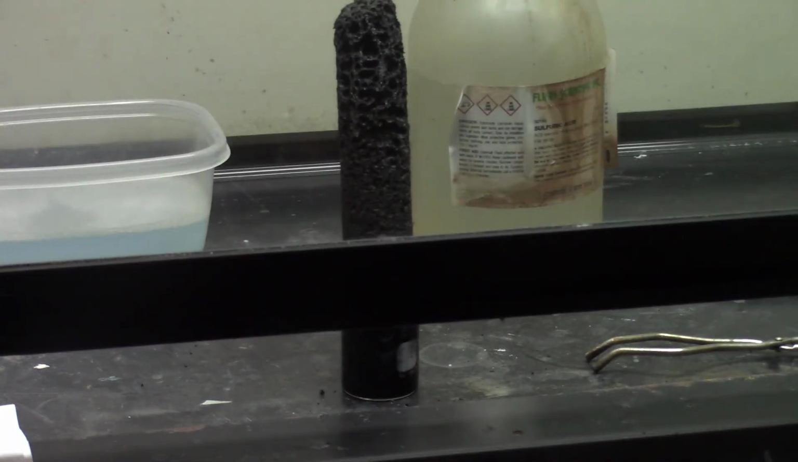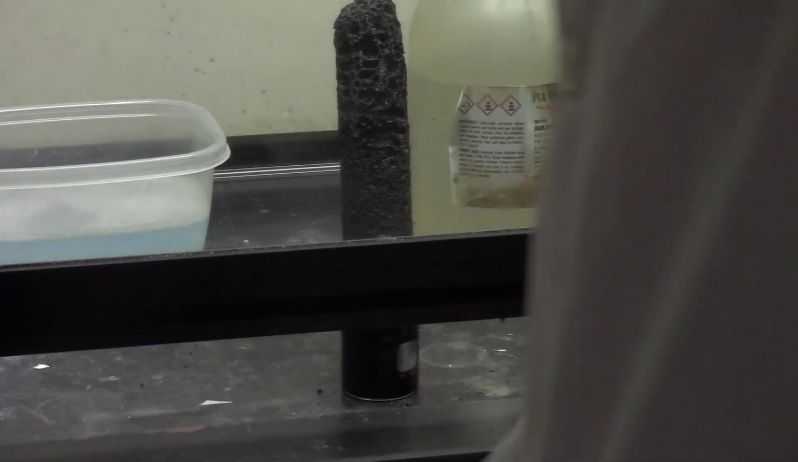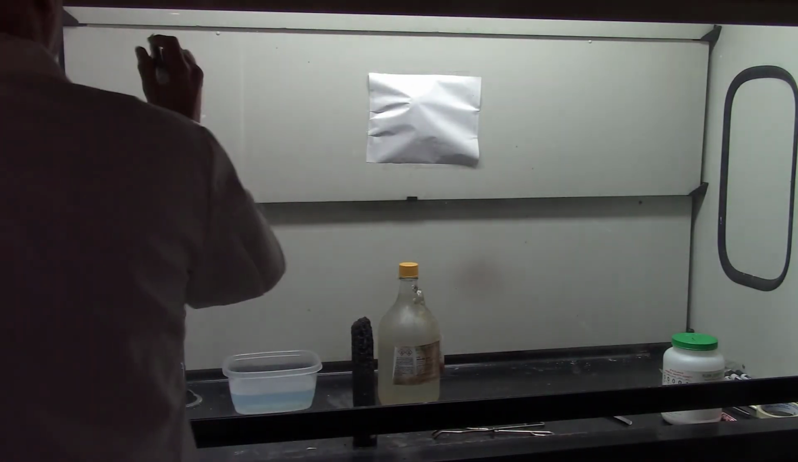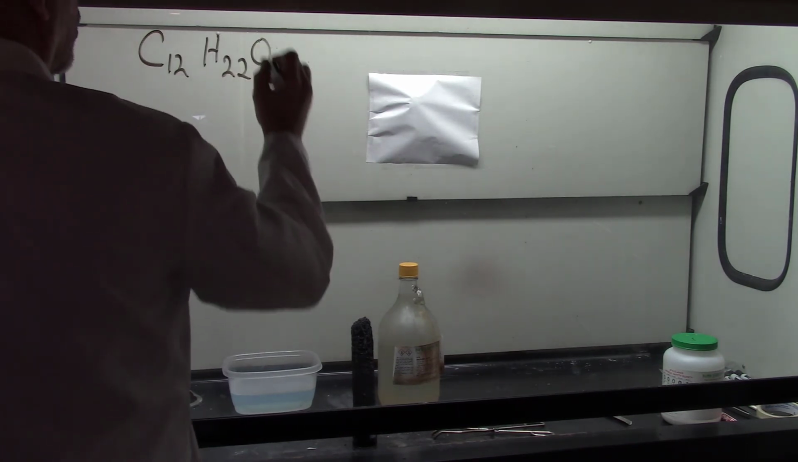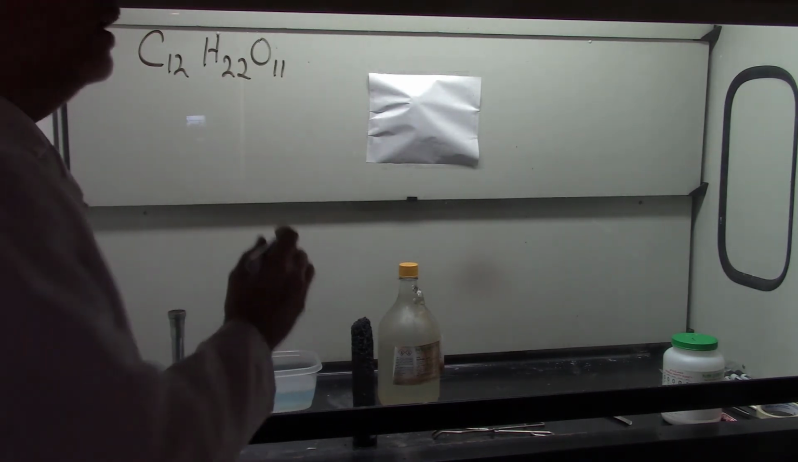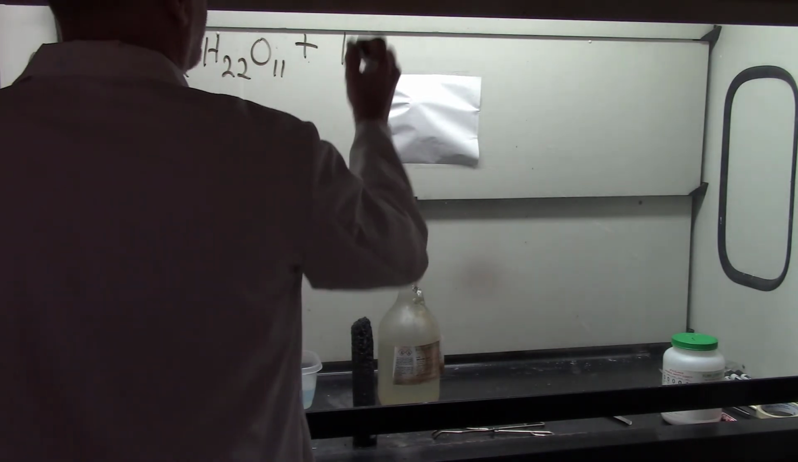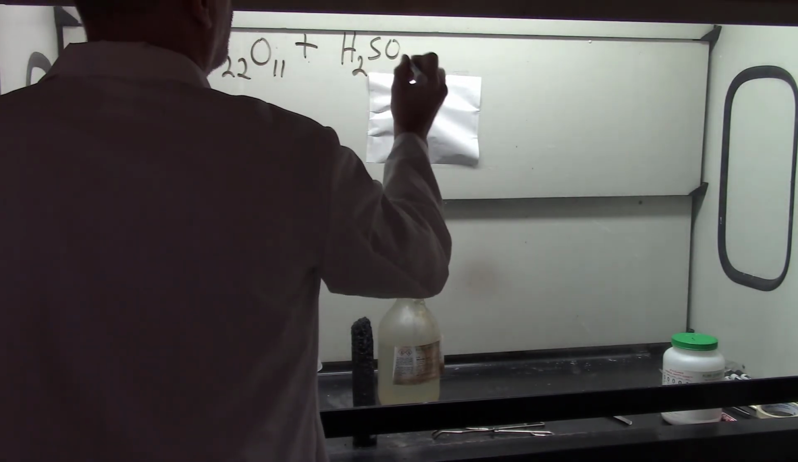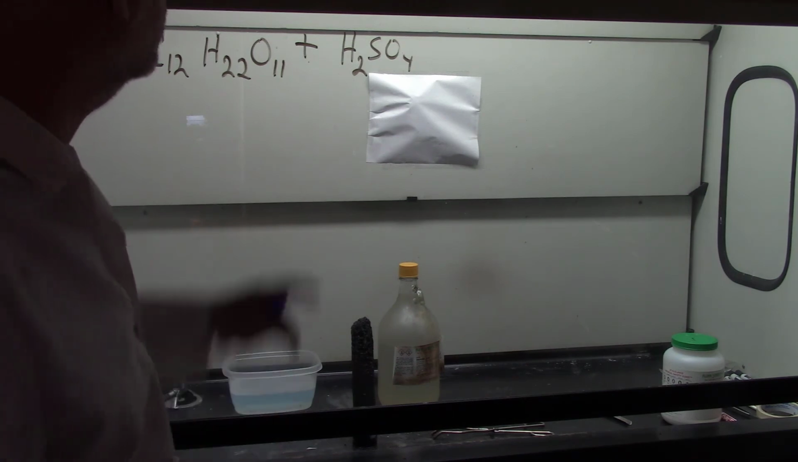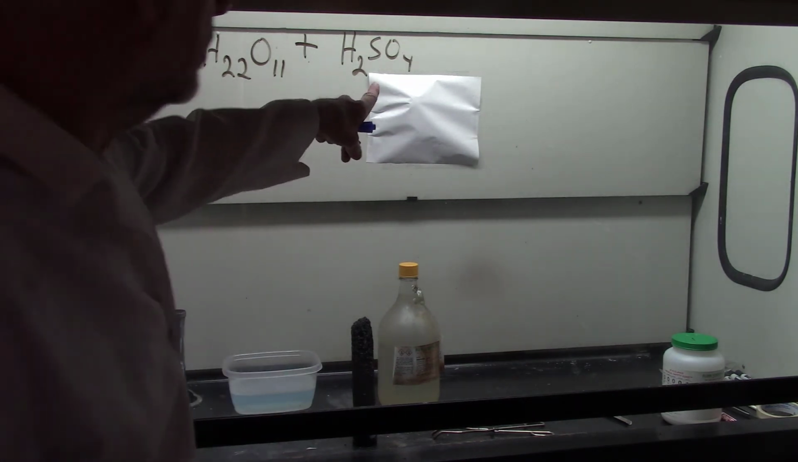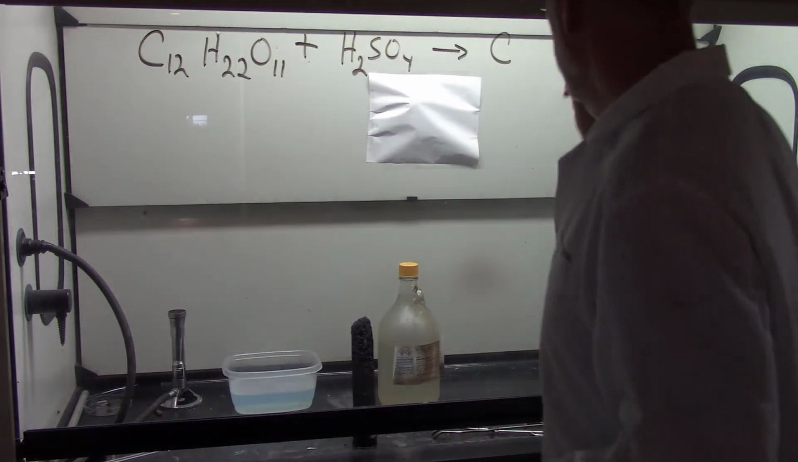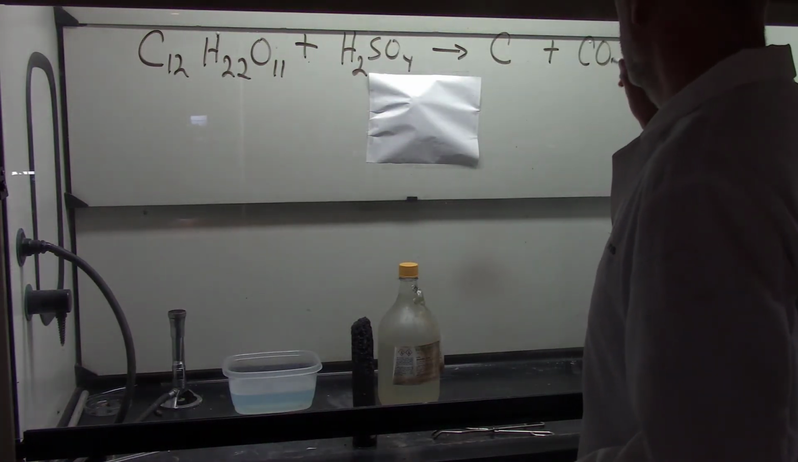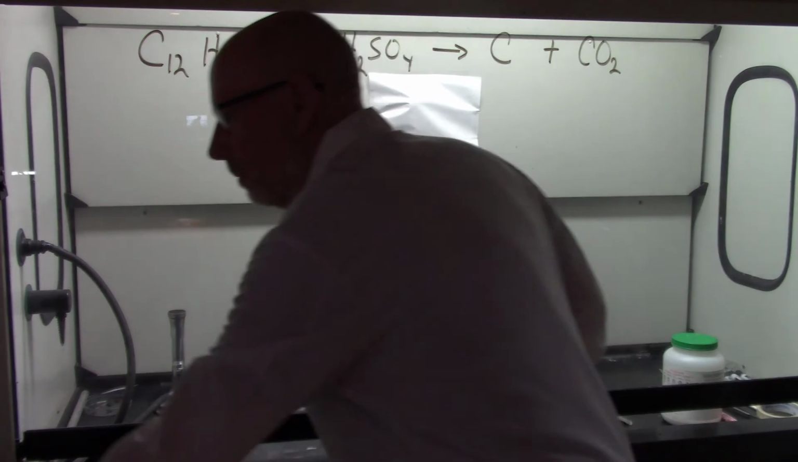This reaction takes C12H22O11 and reacts with sulfuric acid, H2SO4. Little Janie was a chemist. Little Janie is no more. What she thought was H2O was H2SO4. And it makes carbon, just pure carbon. And it also makes carbon dioxide, CO2. And it also makes water.